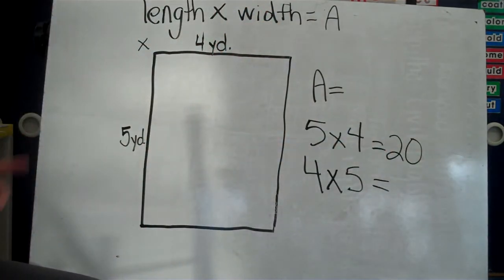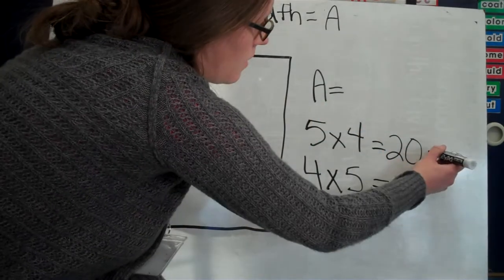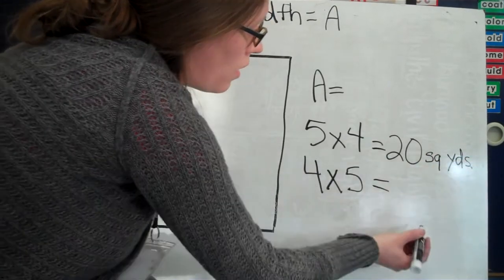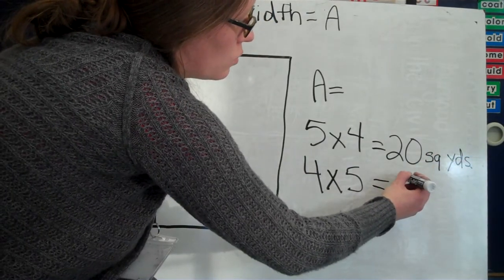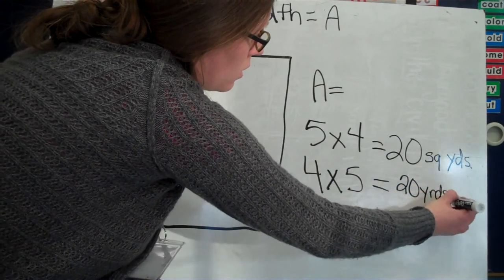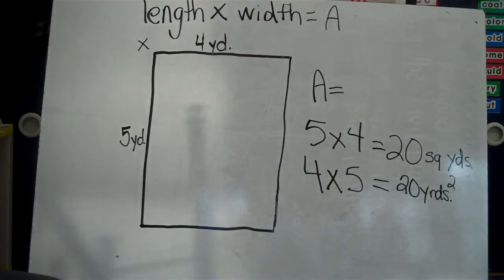Let's take a look at what my label is going to be. I have yards, so I'm going to say square yards, or I'm going to say 20 yards squared. Now put that 2 up in the sky.